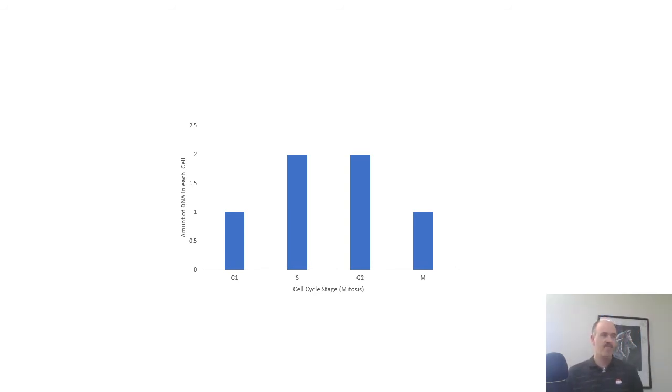Here I have amount of DNA, like the proportion of DNA in an organism, 1 being 100%. We start off with the cell at 100% in G1, and in S phase, that cell duplicates its DNA, so it has twice as much as it normally does, and that's still the case in G2. And then in mitosis, things split out into 2 different cells, so each cell has as much DNA as we started with per cell.